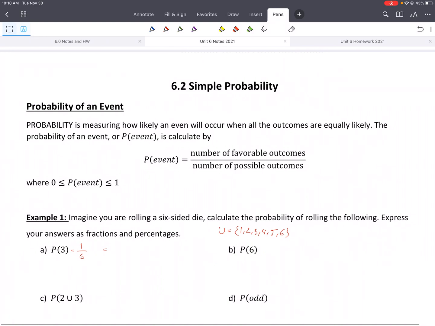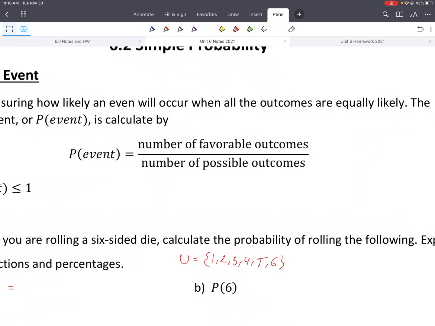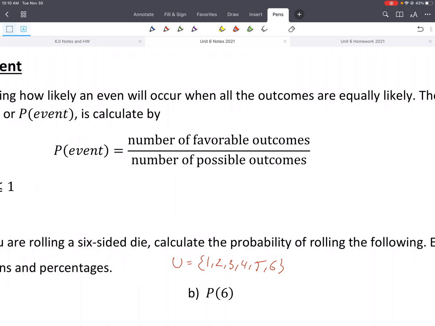All right, everybody, this is 6.2, simple probability. Probability is measuring how likely an event will occur when all the outcomes are equally likely, like flipping a coin. You have two choices, it's a 50-50 chance, right? This is how it's set out. P is probability. In the parentheses, what's inside is the event, what we want to know. What's the probability of an event to happen?